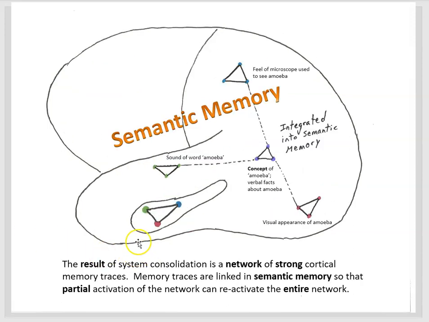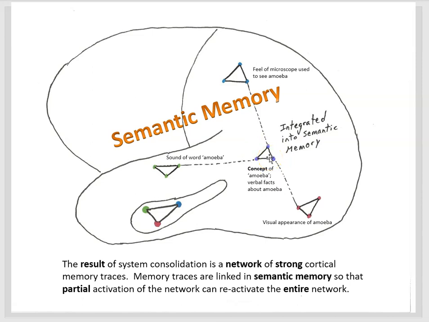The result of system consolidation is a network of strong cortical memory traces. Memory traces are linked in semantic memory so that partial activation of the network can reactivate the entire network. So we're kind of showing the concept of the amoeba here. Neurons here have been linked up to the visual memory trace of what an amoeba looks like, the memory trace of what the word amoeba sounds like, maybe the feel of the microscope. So what we've got here then is we're establishing the concept of an amoeba and paramecia.